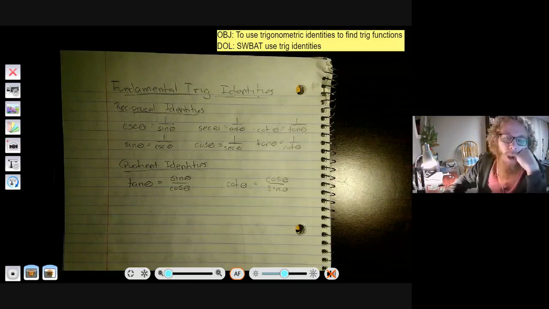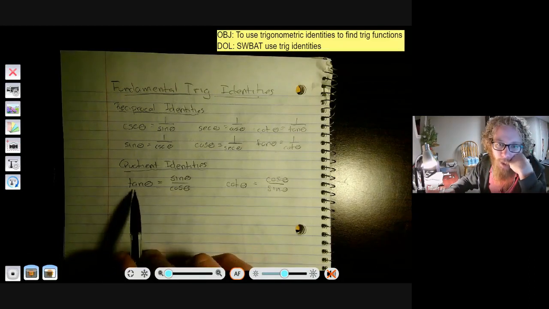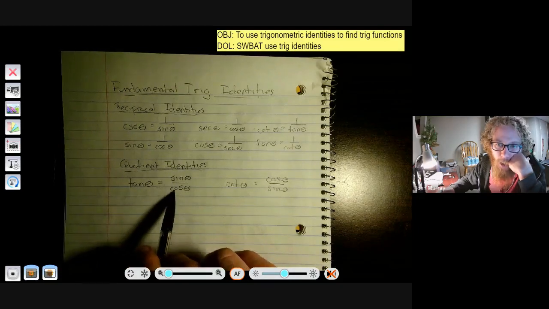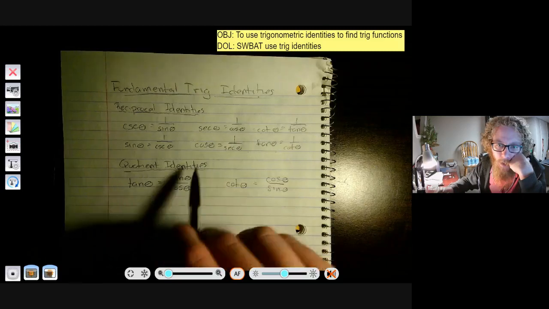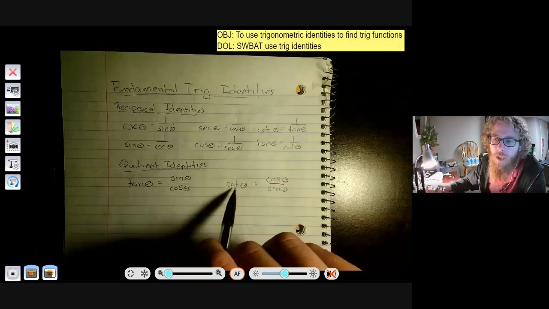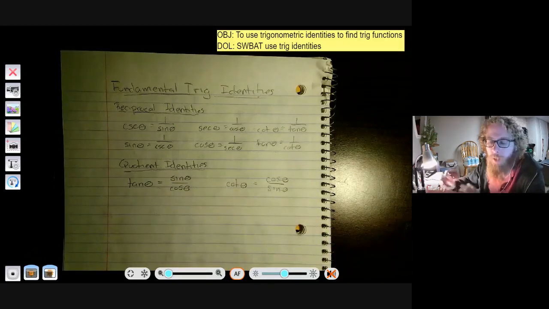You could even take this further. I'm not going to because they're not true identities, but I can say that the tangent is equal to sine times secant, because 1 over cosine is secant. Okay, I can say that cotangent is cosine times cosecant. Right, and that's what we're going to be doing. We're going to be manipulating our functions to make it easier to read for us.